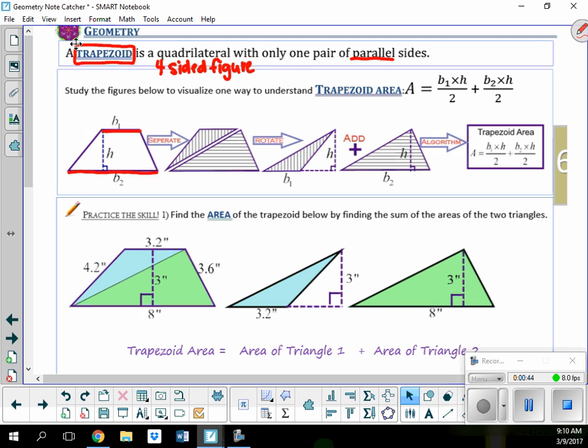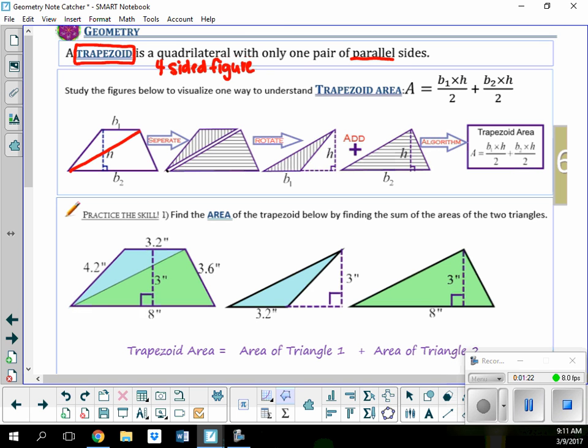So we're going to find the area of this trapezoid. And in order to do it, we're going to talk about a strategy that divides our trapezoid into two triangles. So we can divide it into two triangles from going from one vertex to another, like the red line, or like this second red line. And either one of those will work. So what we've done is we've taken our trapezoid and we've divided it up into two different triangles.